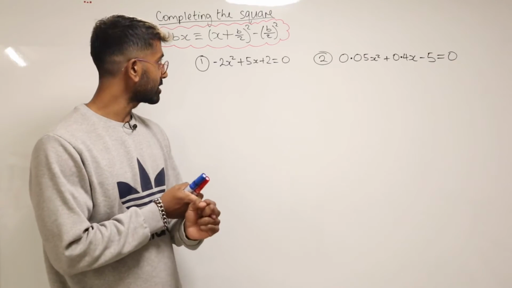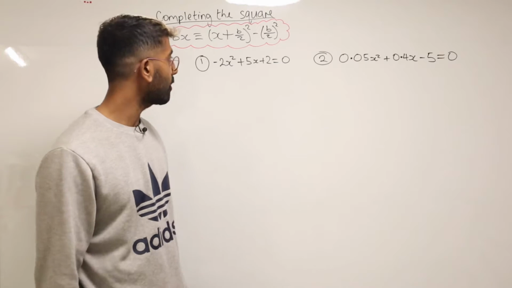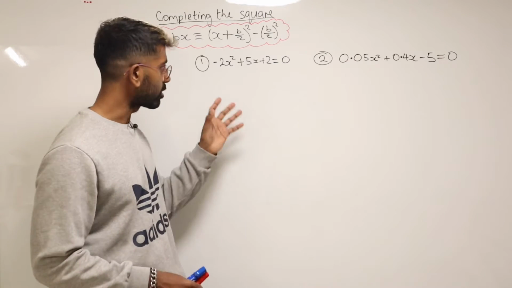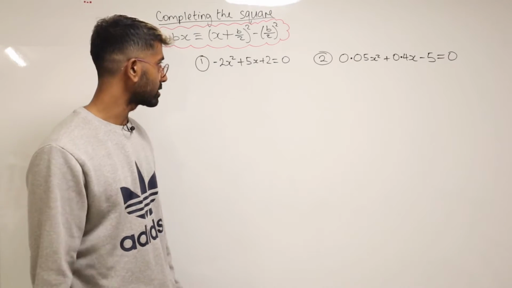Now we've done lots of completing the square. I think we've solved a couple so far, and here are a couple more that are a bit more difficult. So we'll look at solving these over here.